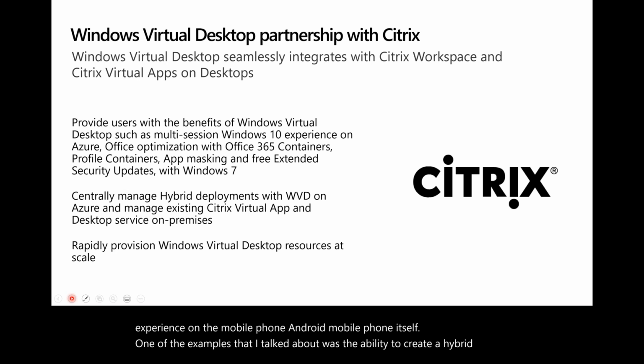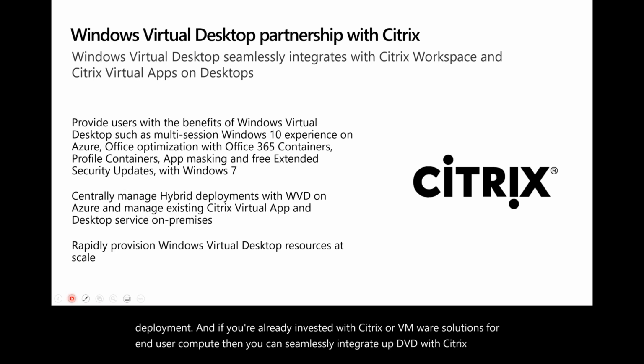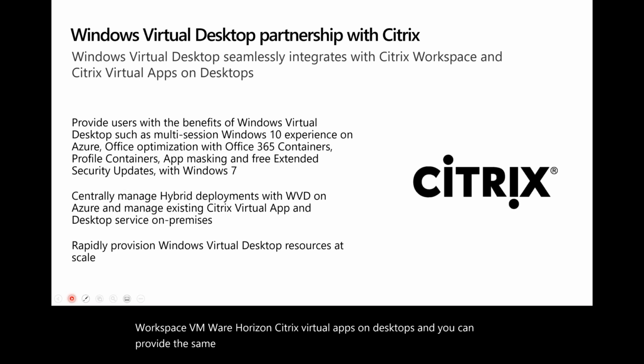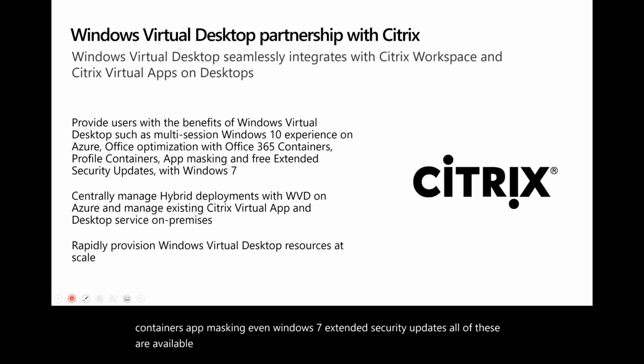One of the examples that I talked about was the ability to create a hybrid deployment. If you're already invested with Citrix or VMware solutions for end user compute, then you can seamlessly integrate WVD with Citrix Workspace, VMware Horizon, Citrix Virtual Apps and Desktops, and you can provide the same benefits that we talked about on your Citrix deployments as well. Things like multi-session Windows 10 experience, Office optimization with containers, profile containers, app masking, even Windows 7 extended security updates.